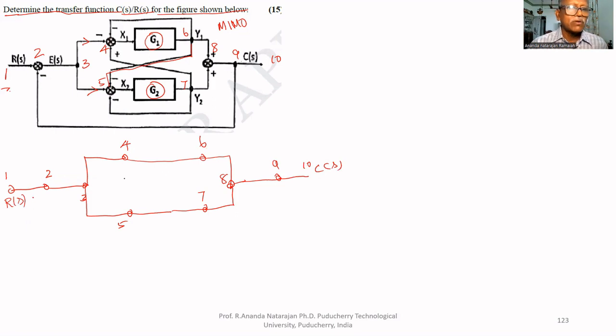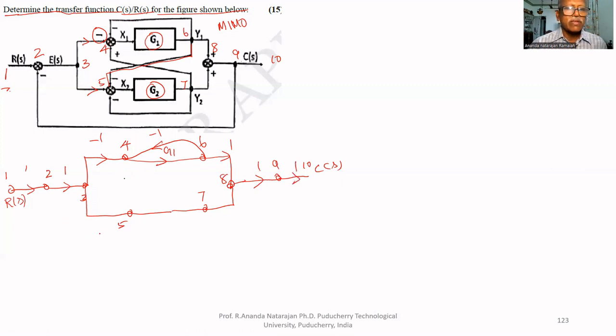The gain between 1 and 2 is 1. Between 2 and 3 is again 1. Between 3 and 4, it is a negative input. That's why this is -1. Between 4 and 6, G1. Between 6 and 4, -1. Between 6 and 8, again 1. 8 and 9, 1. 9 to 10, 1.